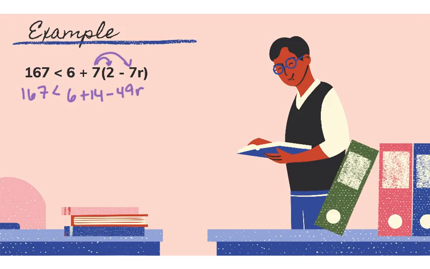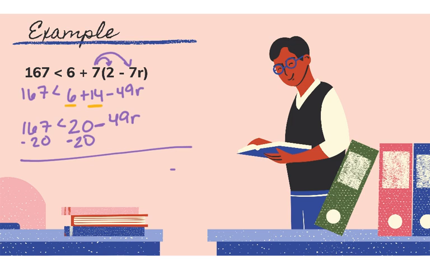We want to then combine like terms. Remember, we want the simplest form. So we get 167 is less than 20 minus 49r. Well, this looks a lot like the previous example now, because we've got it to the simplest form. We want to use inverse operations to get these numbers away from r, to isolate r and get it all by itself. The inverse operation for a positive 20 is a minus 20. So the first thing I'm going to do is subtract 20 from both sides.